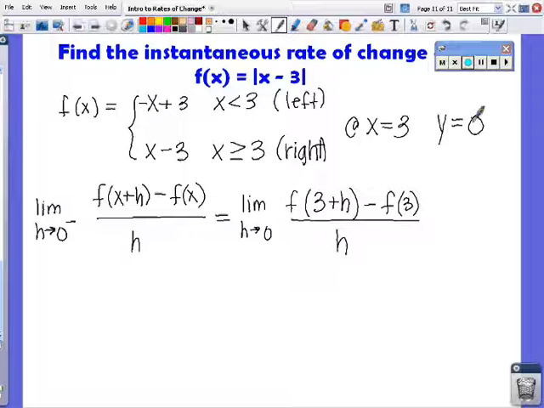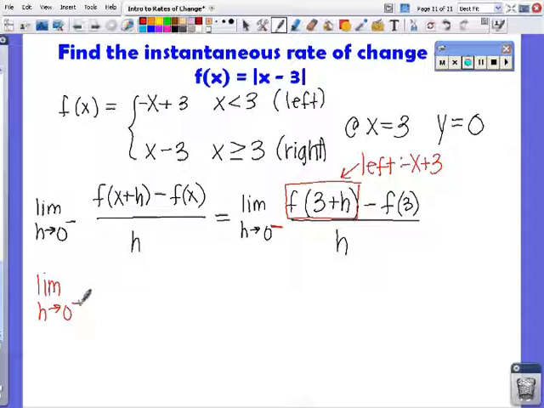When you're doing the left limit, you will use the left curve, which is the negative x plus 3. So when I do the left side of this, I will be doing the limit as h goes to 0 from the left of negative 3 plus h plus 3. So what did I just do there? f of 3 plus h. I used the left side of the function, and what I found was negative, and put in your 3 plus h for your x, and then add 3 at the back.